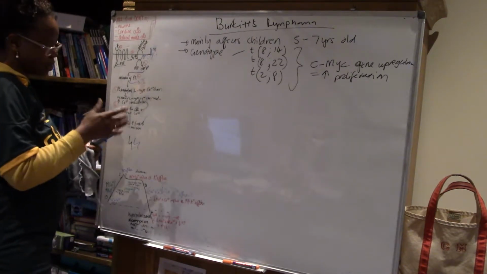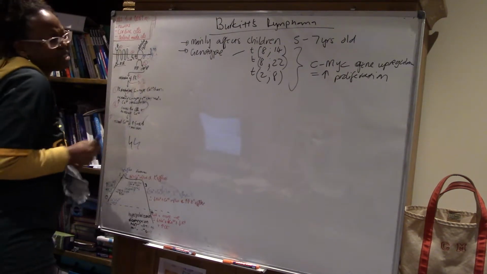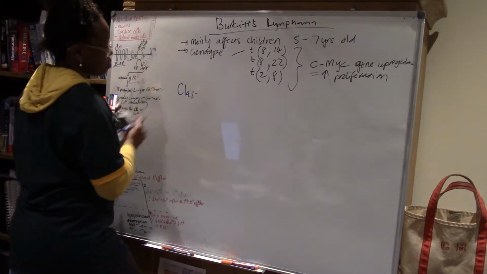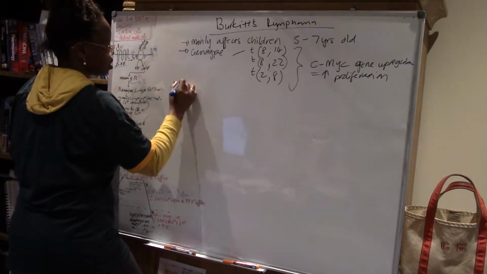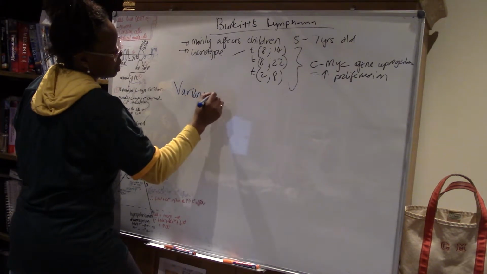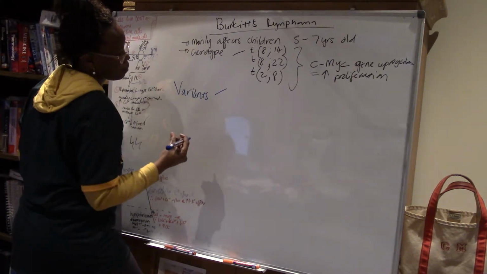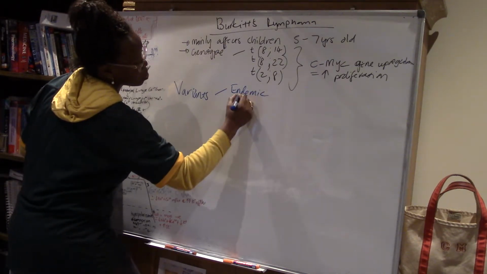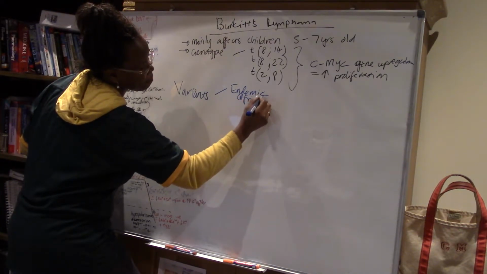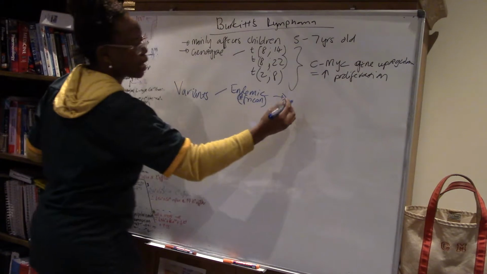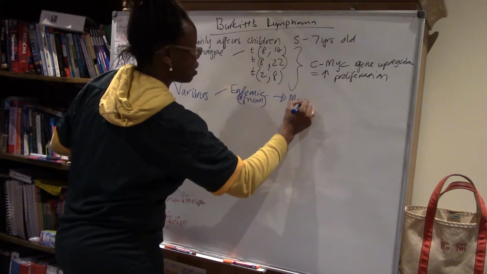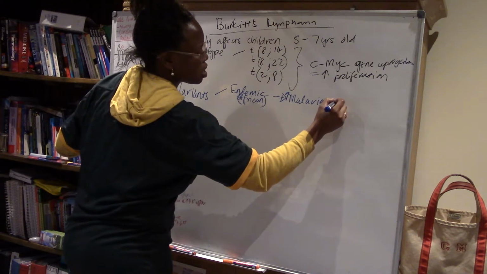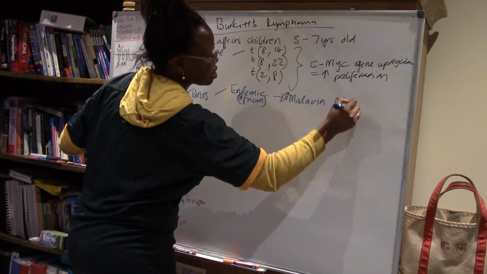And it presents usually, in fact, before we even talk about the presentation, there are three types, or three variants, in fact. There is the endemic, which is also called the African variant. And it's usually found in areas where there is high malaria. I think it's the Plasmodium falciparum.